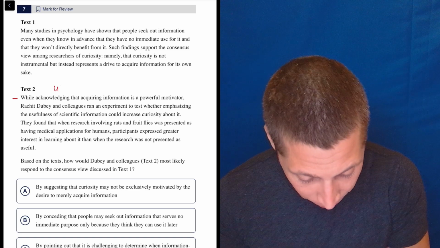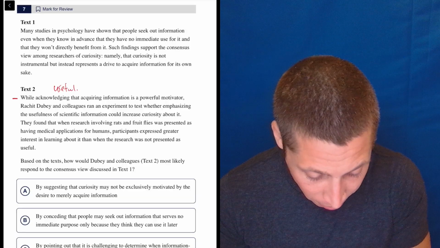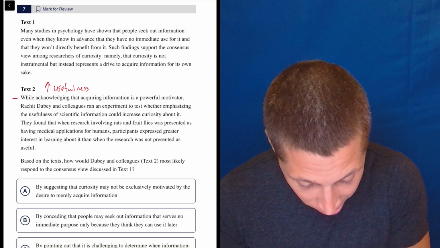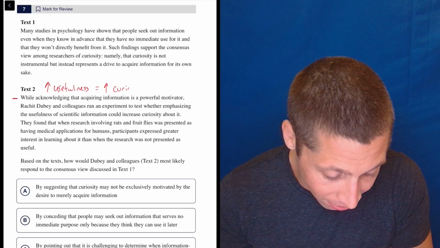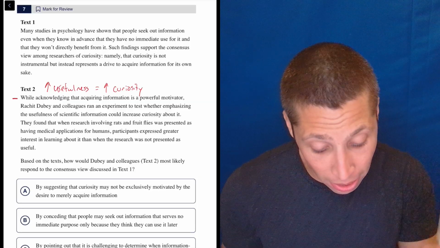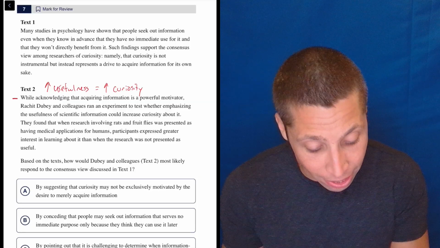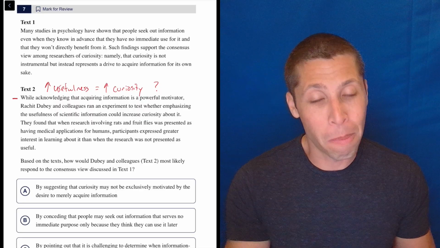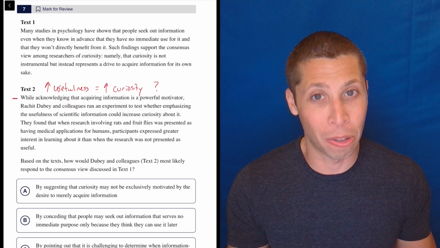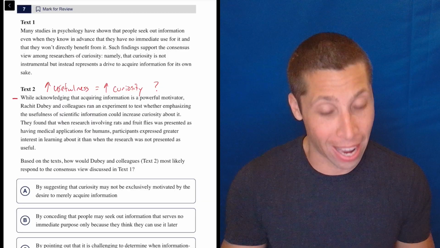Now, technically, if I'm going to really dumb summarize this, they're going to say if you increase the usefulness, you increase curiosity. I don't really understand what that means. Plus, technically, at this stage, they don't know. They haven't said anything. It's a question mark, but it's a 2-sentence passage. I'm assuming they're going to say something. So let's see what they say.